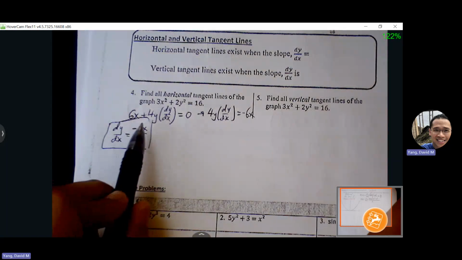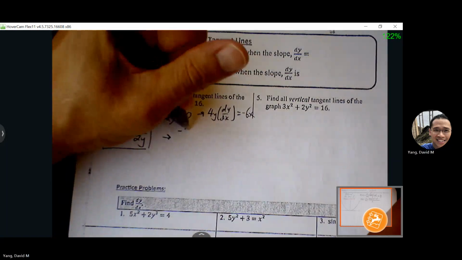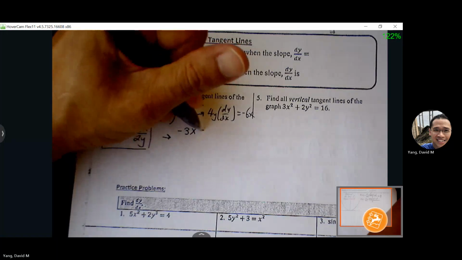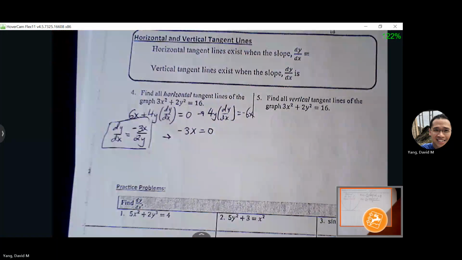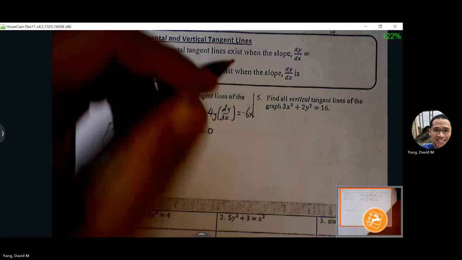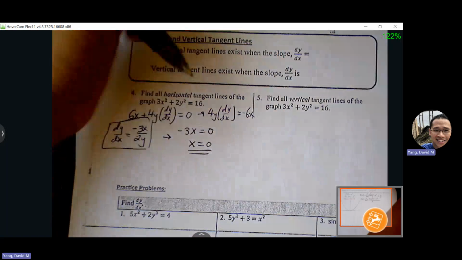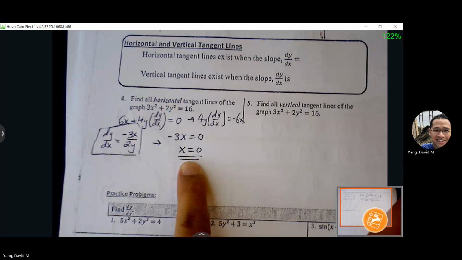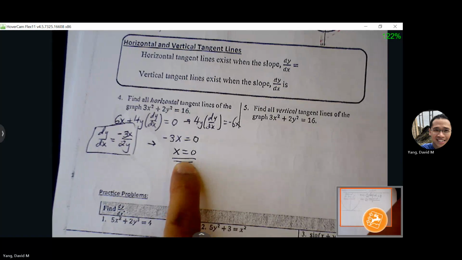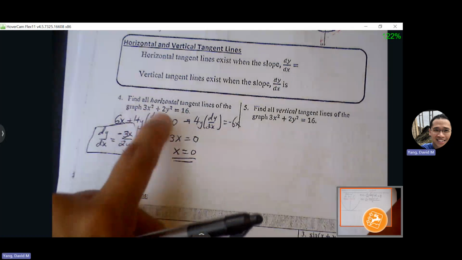So once I have my derivative, I take whatever is in the numerator and set that equal to 0. And I can find an x value location for my horizontal tangent. Now that I have my horizontal tangent location, how can I find the actual lines? Plug it back into the original equation and find the y value.